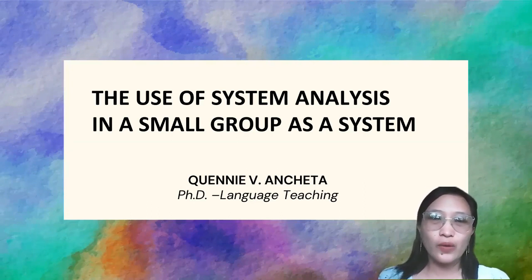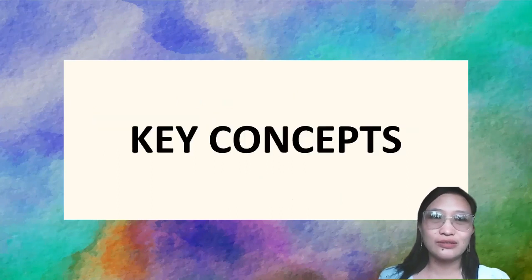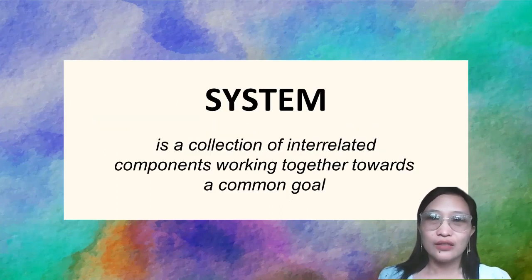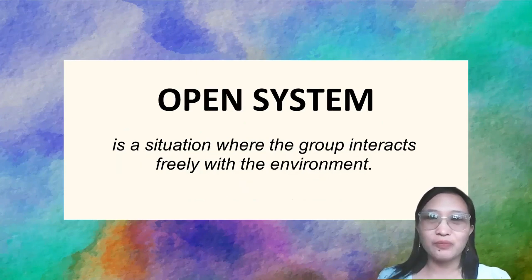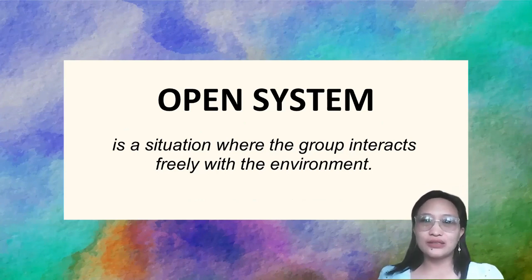Now, first, we are going to tackle the key concepts. So, what is a system? It is a collection of interrelated components working together towards a common goal. In the context of a small group, the group itself can be considered as a system. What about open system? It is a situation where the group interacts freely with the environment.